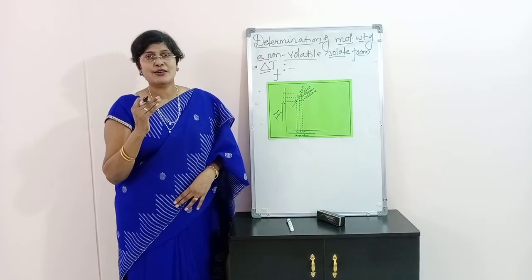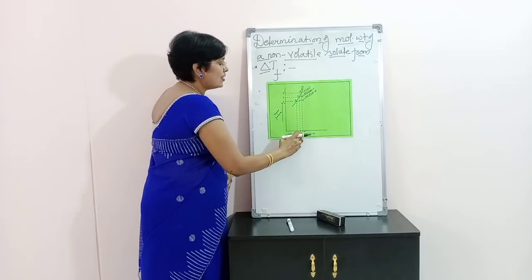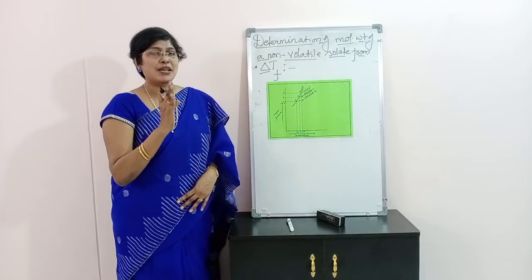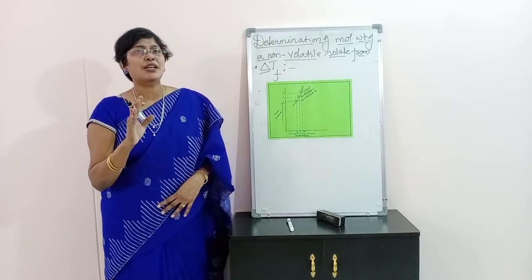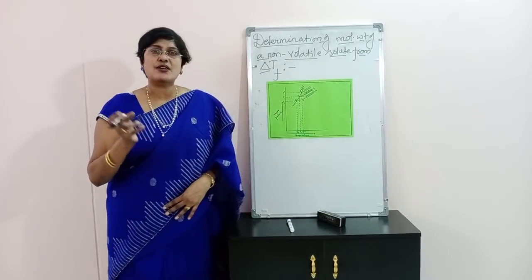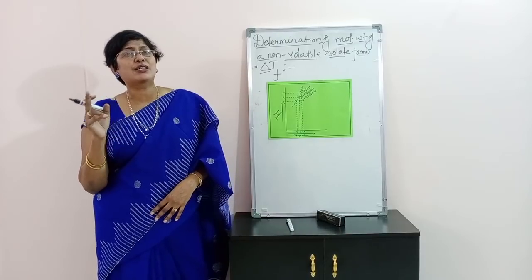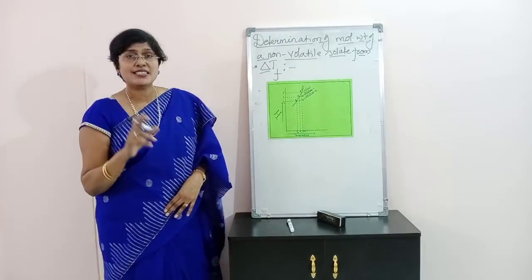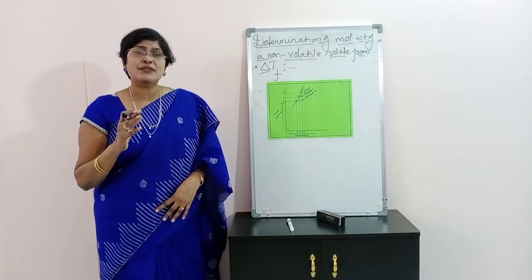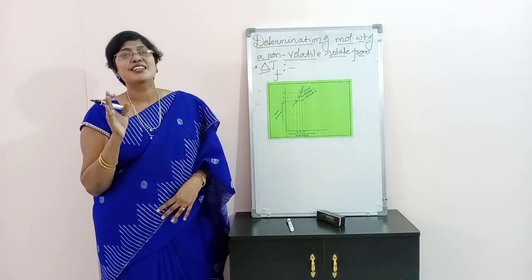Okay. So did I quote all the sentences correct, students? Fine. So T naught is the freezing point temperature of solvent, at which vapor pressure of solvent is equal to vapor pressure of its solid. T1 is the freezing point temperature of solution 1, where vapor pressure of solution 1 is equal to vapor pressure of its solid. Next, T2 is the freezing point temperature at which vapor pressure of solution 2 is equal to vapor pressure of its solid.